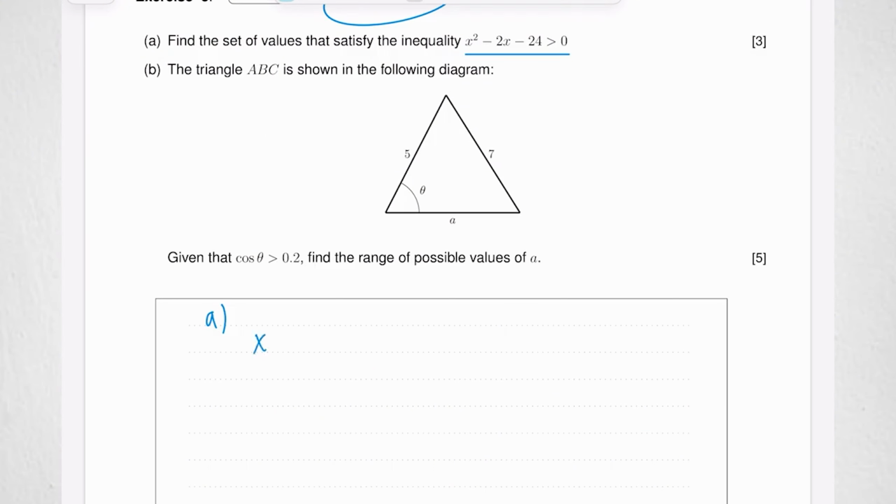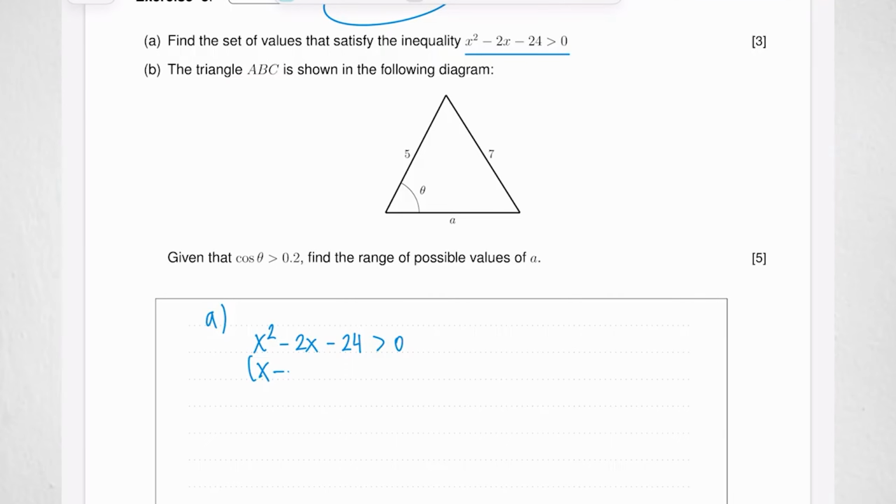The way to solve inequalities without the calculator is to first find these roots. In this case, I'm talking about, of course, inequalities with quadratics. So you find the two roots, which you can do by either using sum and product or using the quadratic formula, which is much slower, of course. Now, over here, we're going to get x minus 6 and x plus 4 as the factors, which means that the roots are 6 and negative 4.